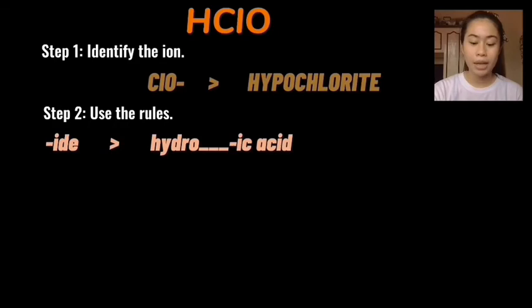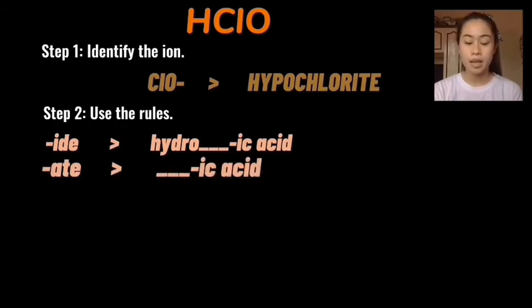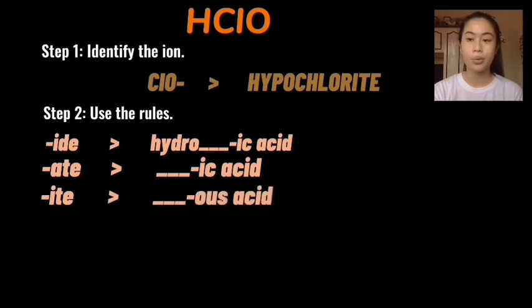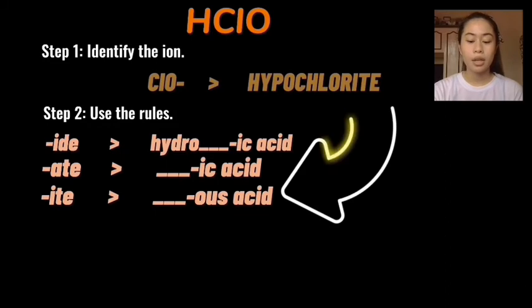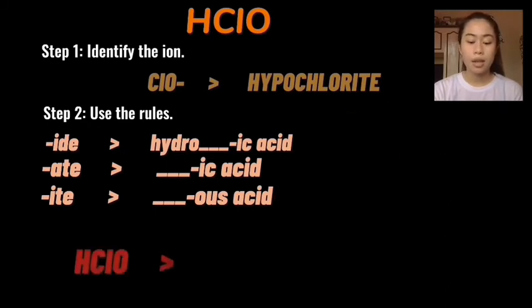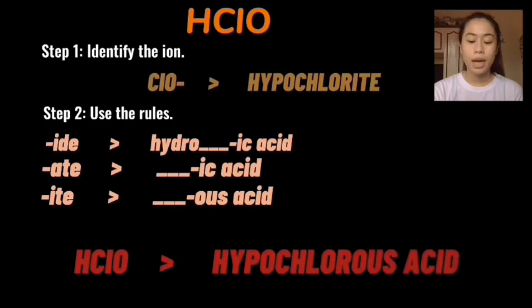But if you have the ion with the suffix "ate", you're going to replace that with the suffix "ic" plus the word acid. Lastly, if you have an ion with suffix "ite", you're going to replace that with the suffix "ous" plus the word acid. Since hypochlorite has the suffix "ite", you're going to replace it with "ous" and then the word acid. So HClO is called hypochlorous acid.